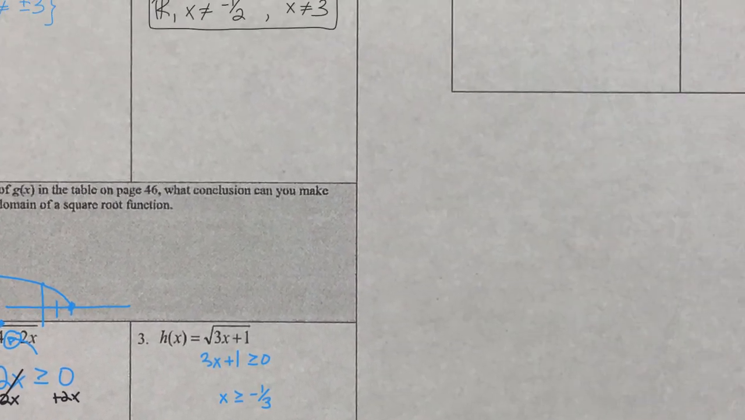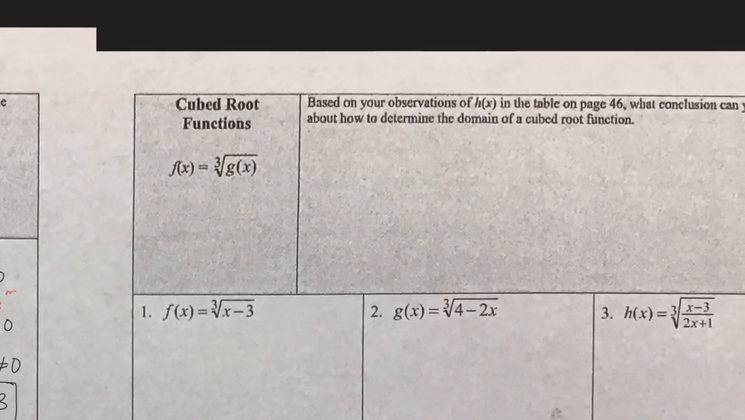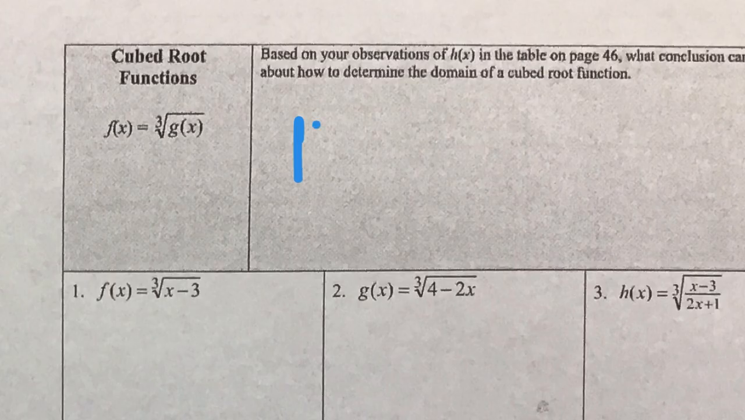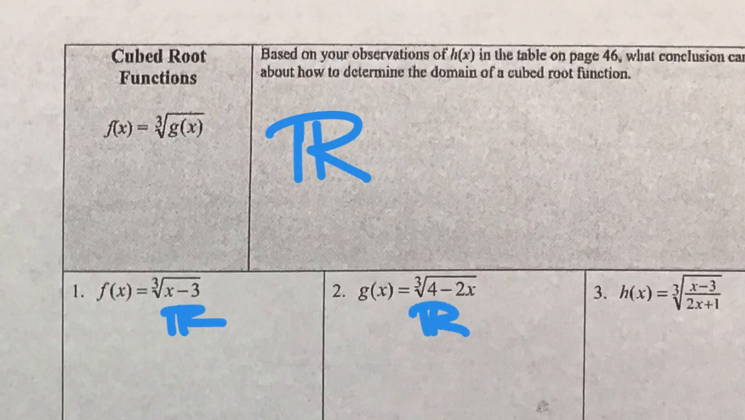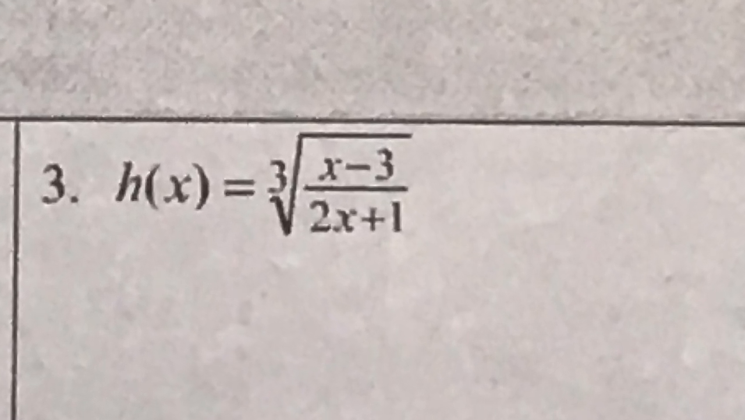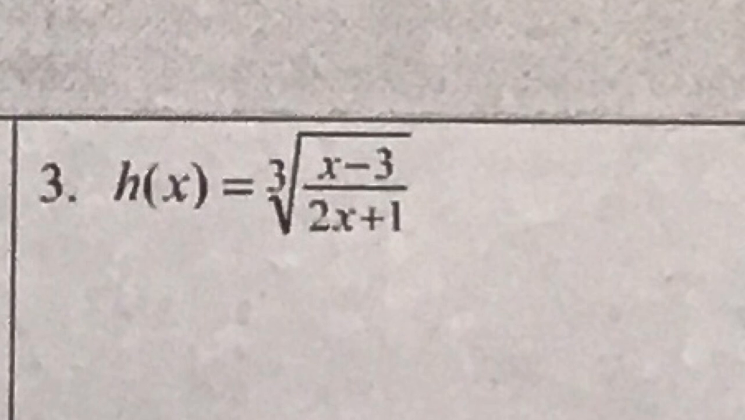So what happens if I have mixed things? Here I have the cubics. The domain of a cubic is just all reals. There's nothing that we have to restrict there. So all reals, all reals, all reals, until we get to this one. Number 3 is the cube root of a rational. So notice we have a rational function in here. Well, you still can't take the cube root of an undefined value.